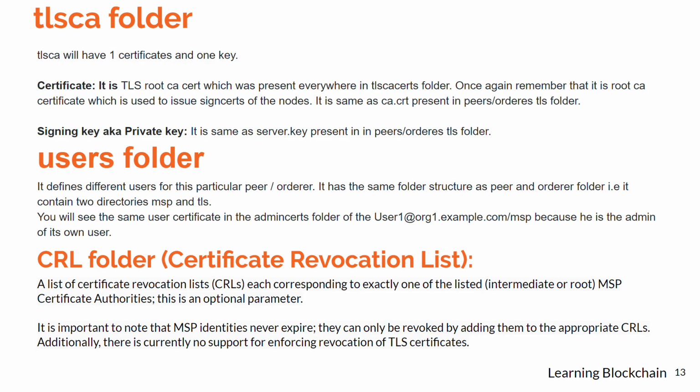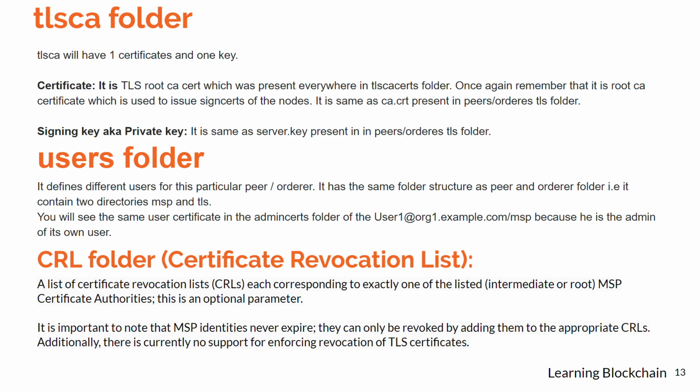So if you are doing some transaction which requires admin level of access right, and your certificate is present inside this admin certs folder, then you will be considered as the admin, so that you can perform the admin related transactions over there. The users folder is nothing but a similar structure to the peers folder, but it has the user specific information, because a single organization can have different users and different users can have different access rights. That's what is present inside the users folder.